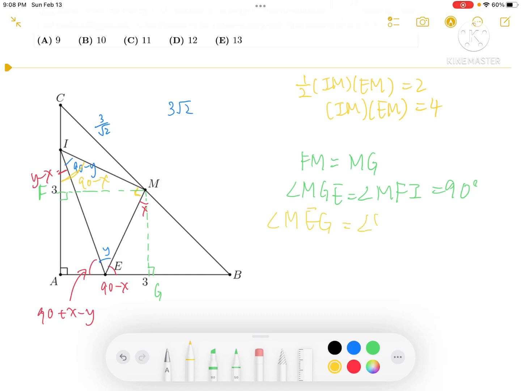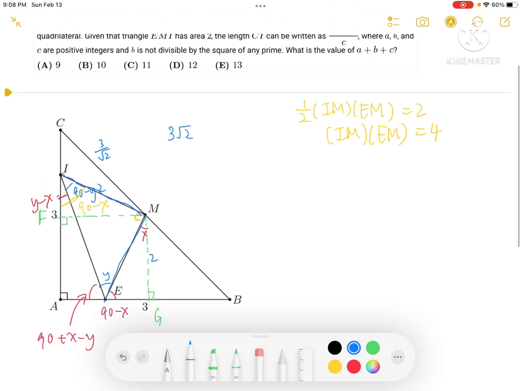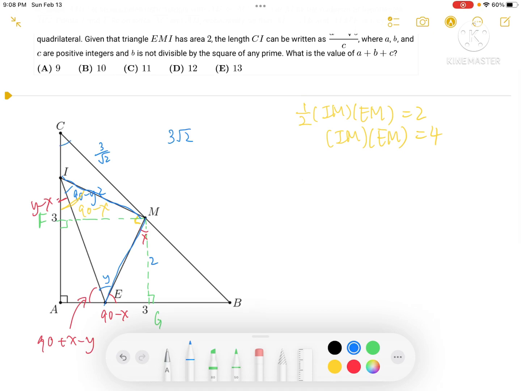Angle MEG is equal to angle MIF. That's great. So we know that these triangles are congruent now, so we can say that ME is equal to MI, which is great. So we know that each of them has a length of 2. And since we know that ABC is an isosceles right angle triangle, this angle is just equal to 45 degrees.